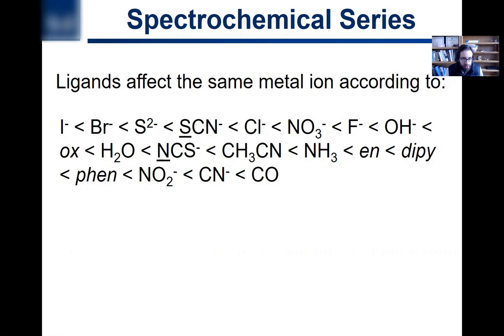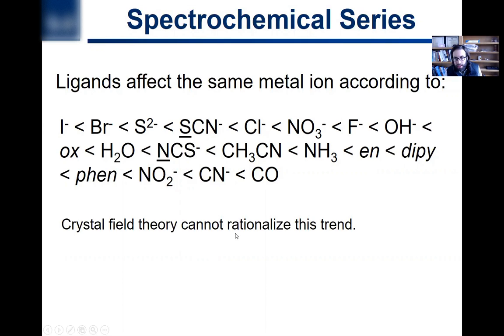And all metals with iodide as a ligand will have relatively low delta O's. If you look at this series, you can find lots of different versions of it with lots of different ligands. It's hundreds and hundreds of different ligands people have explored and measured these on. It's kind of hard to see a clear trend. The halides have this trend within themselves, but other trends don't really seem to make a whole lot of sense. And the reason why is because crystal field theory actually cannot rationalize this trend at all.